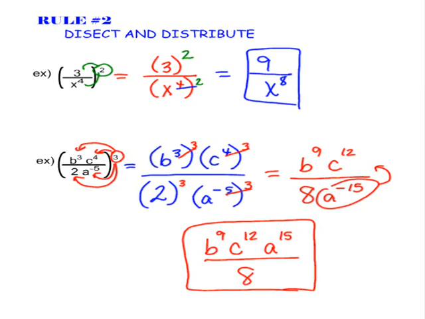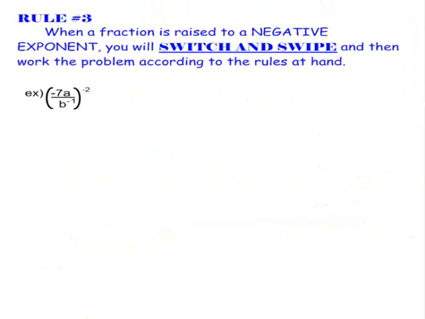One more rule. Let's go to rule 3 and we'll be done for the day. Rule 3, when a fraction is raised to a negative exponent, you will switch and swipe. And then work the problem according to the rules that are at hand. If you have negative exponents, if you've got power to power, you have to see what's there after you fix the outermost exponent, which is negative.